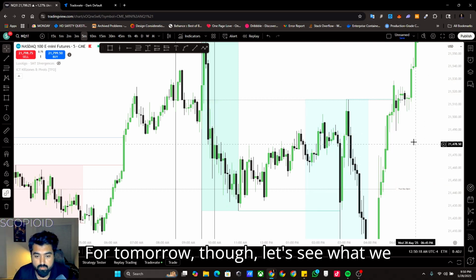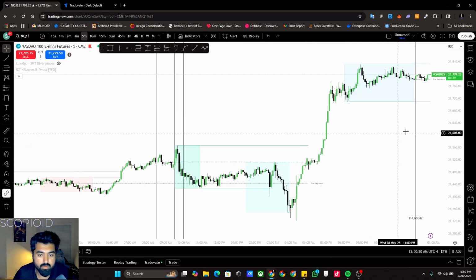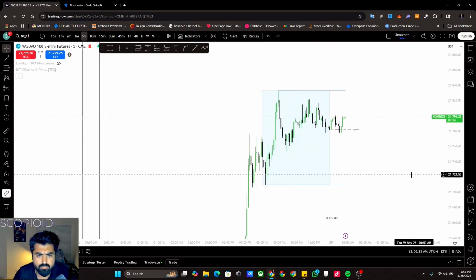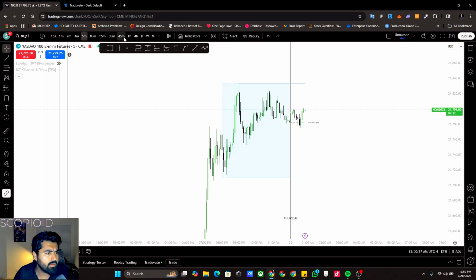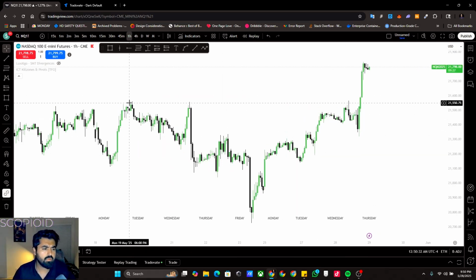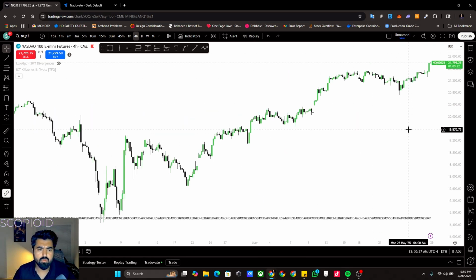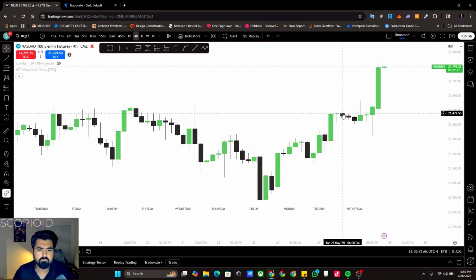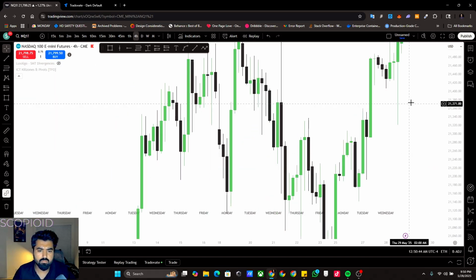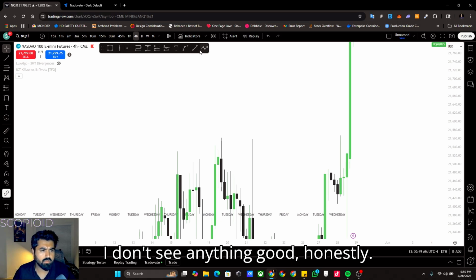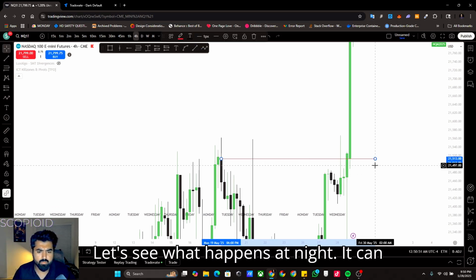For tomorrow, though, let's see what we have for tomorrow. We have a 2-day opening here. Let's go to the hourly chart. Let's go to 4 hours. I don't see anything good, honestly. Let's see what happens at night.